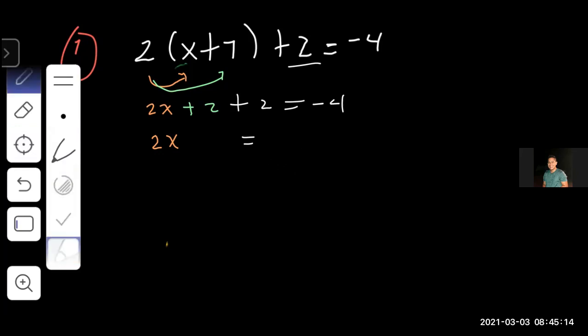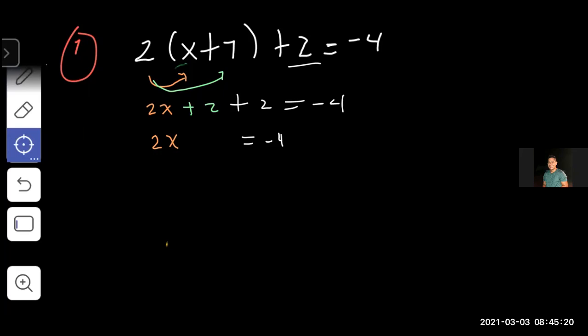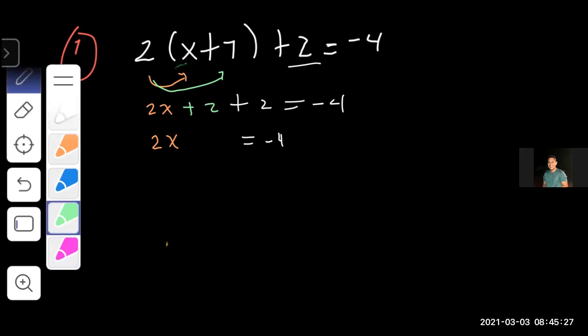right side. The negative 4 is already on that side, so I don't change the sign of it. Okay, I just bring it down. Then we have these other numbers. This is positive 2, the first one. If I move it to the other side, guys, it's going to be negative 2.